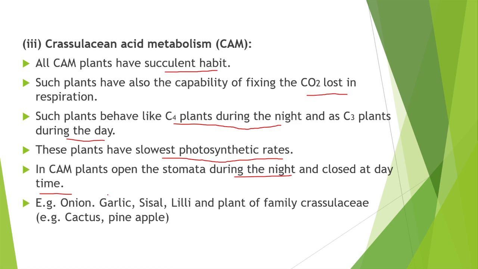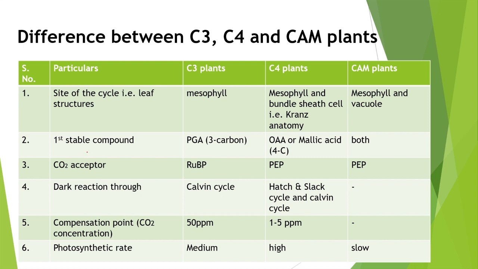Now, in this table, a comparison is given between C3, C4 and CAM plants. First point is the site of cycle. This C3 cycle occurs in mesophyll of the cell. This C4 cycle occurs in both the mesophyll and bundle sheath cells. And the CAM cycle occurs in mesophyll and the vacuole of the cell.